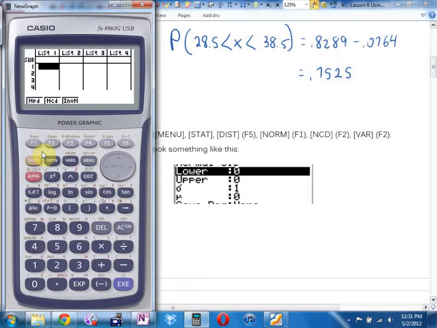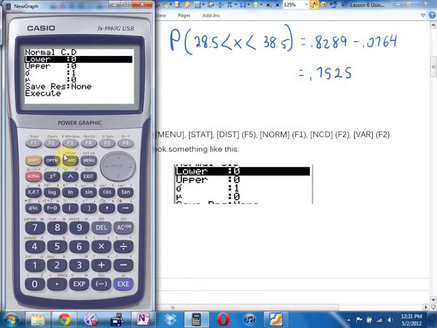And then you'll have to remember you want NCD, which stands for normal cumulative distribution. You want this one. Now your screen doesn't quite look like mine because it's not sure whether you want to use a list or the variables. We're always going to want to use variables. So you guys, I think, have to press F2, yes? And now your screen looks like mine, yes? Yeah? Okay.